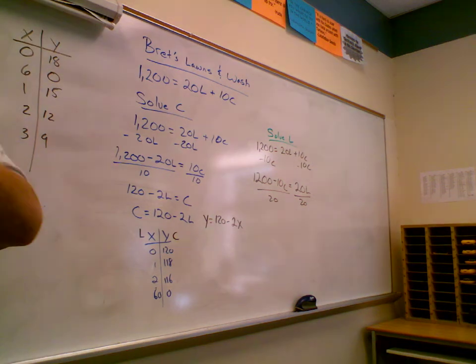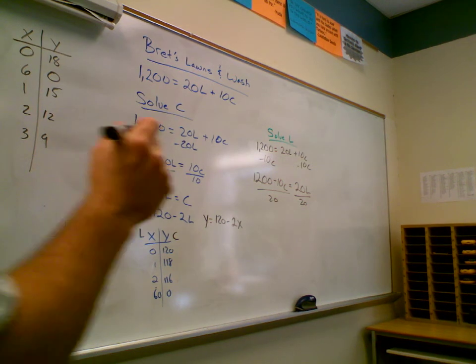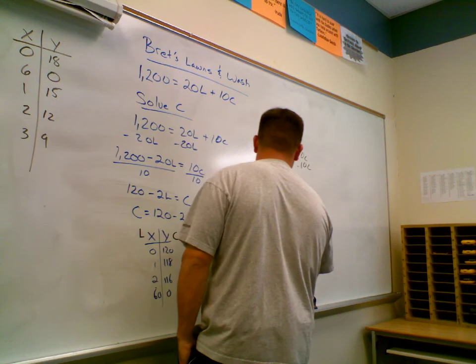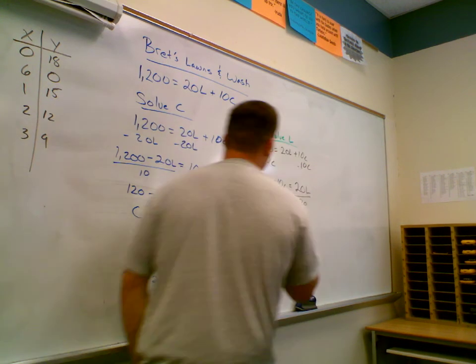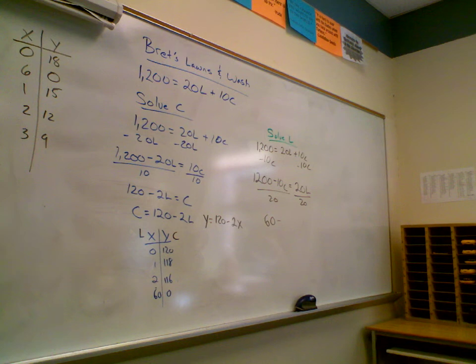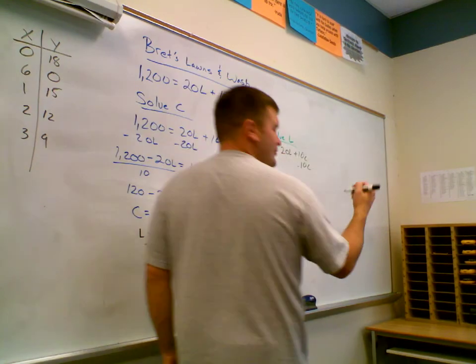Anybody know what that is? You guys have a calculator? Come on now. What is it? 60. We're letting Maddie carry the conversation, which is okay. Everybody else get involved, please. 10 divided by 20. What's that? 0.5. 0.5 of what? C.